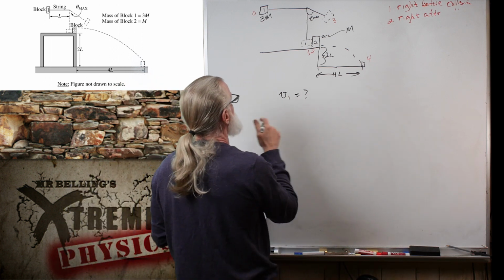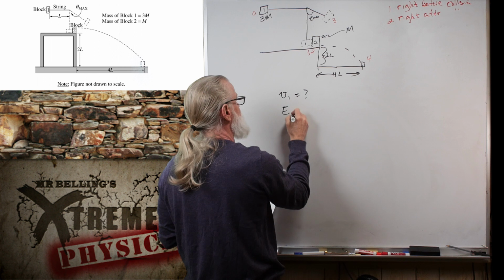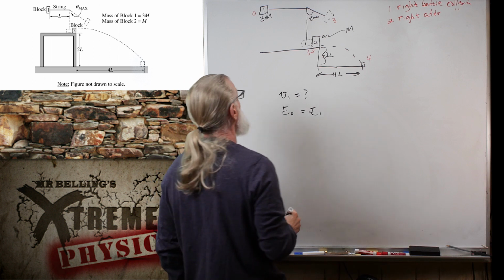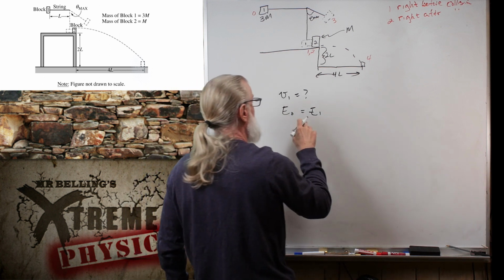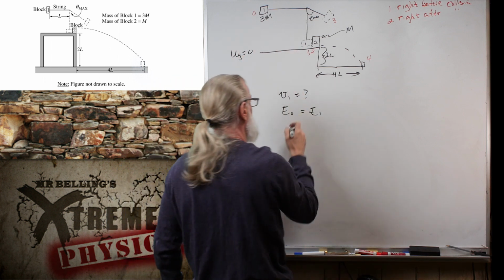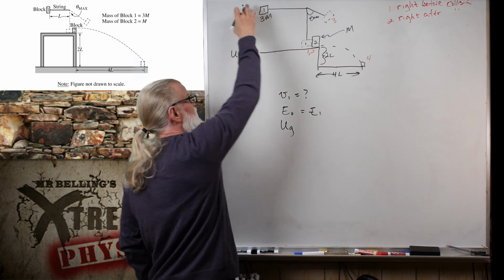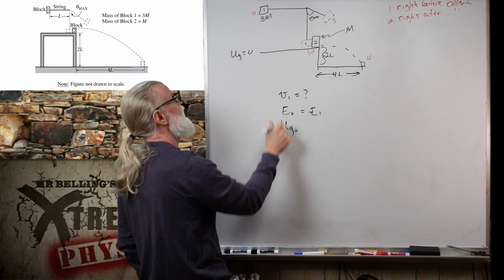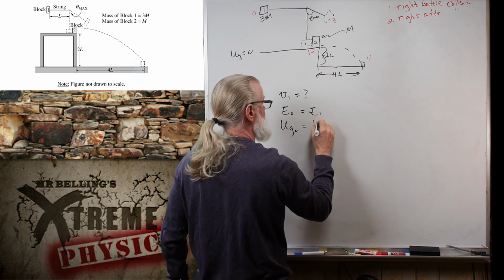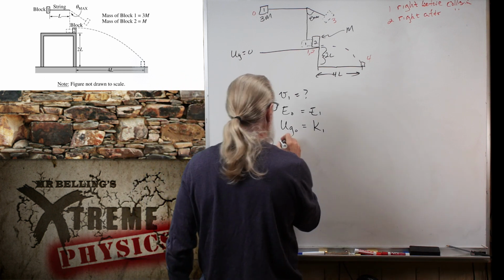Okay, what's v1? From here to here, I'm just going to use conservation of energy. I'm going to say the energy at 0 equals the energy at 1, and mechanical energy is conserved. In this problem, we only have gravitational potential energy and kinetic energy. I will say gravitational potential energy is 0 at the bottom. So at 0, we only have gravitational potential energy. It has height, but it's not moving. And then when it gets down here, at position 1, we have only kinetic energy, because the gravitational potential energy is 0.